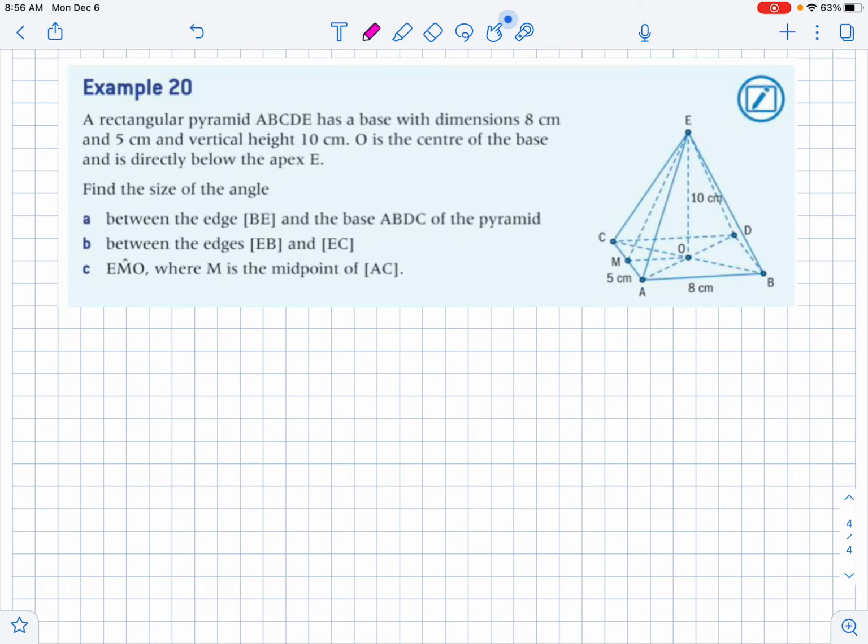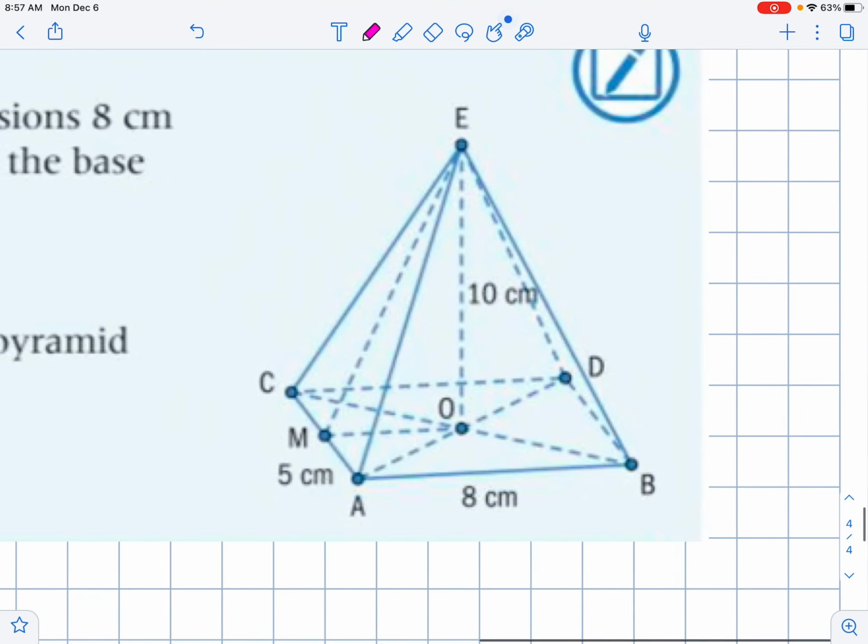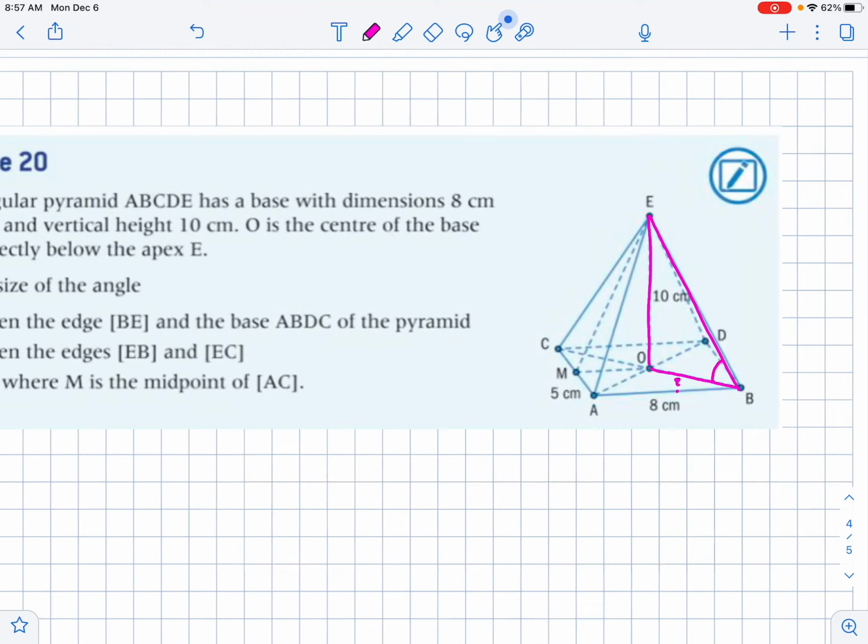So we're finding angles in all of these. Between the edge BE, so locate BE, and the base of the pyramid. The edge BE is this right here, and then we want the angle with the base. So they're talking about this angle right here. I'm noticing that this is part of a right triangle, where I know the height is 10, but I don't know what this side is right here.